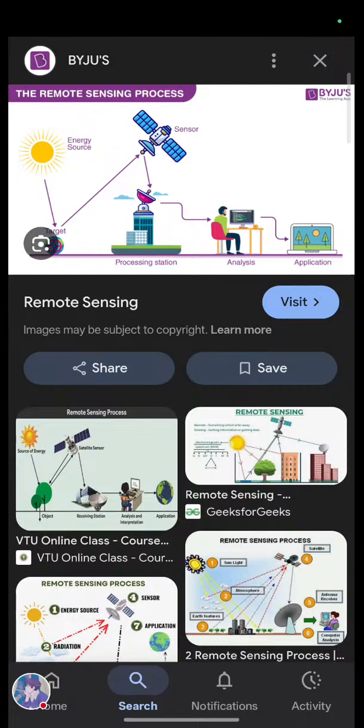On the basis of their characteristics, based on the platform, remote sensing types are three types.